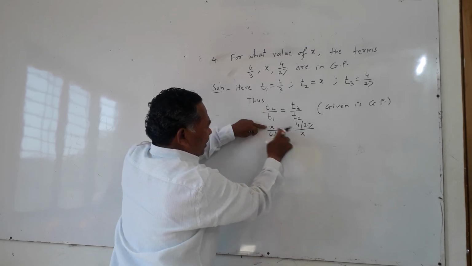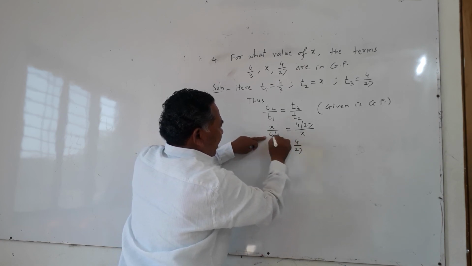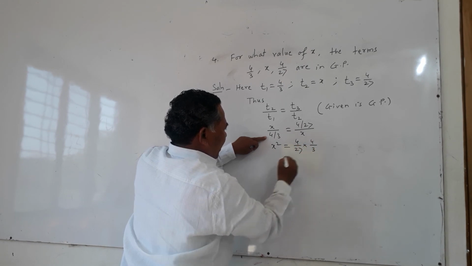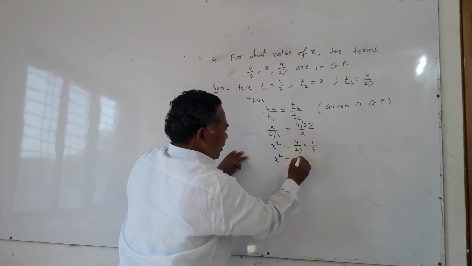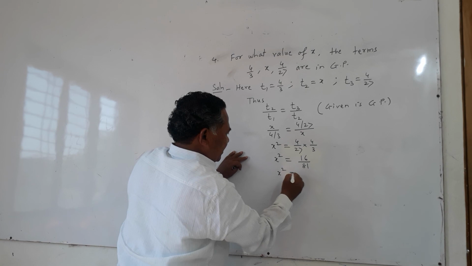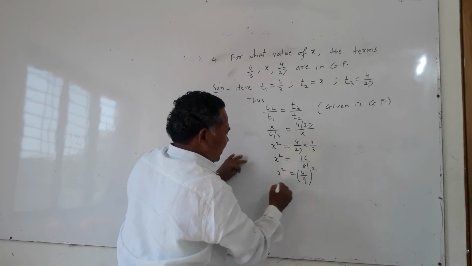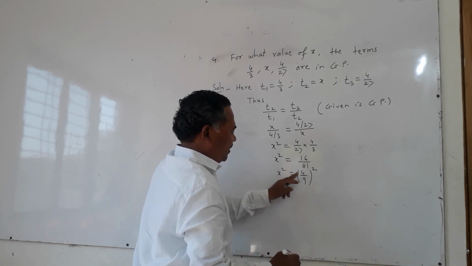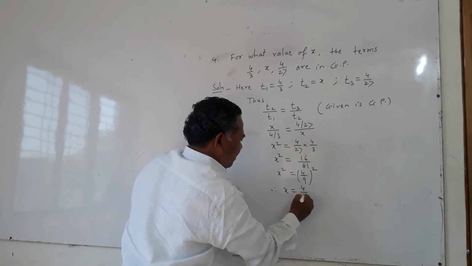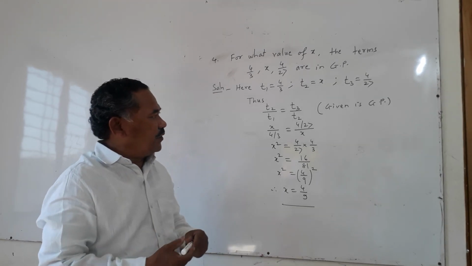I do the simplification only. x into x is x square, equal to 4 upon 27, and this 3 goes to the numerator, into 4 upon 3. After simplification x square is equal to 16 divided by 81. And we know x square is equal to 4 divided by 9, bracket squared. Because the power is the same, the base is the same, therefore x is equal to 4 divided by 9. In this manner we obtain the value of x. Remember, in this manner we evaluate this part.